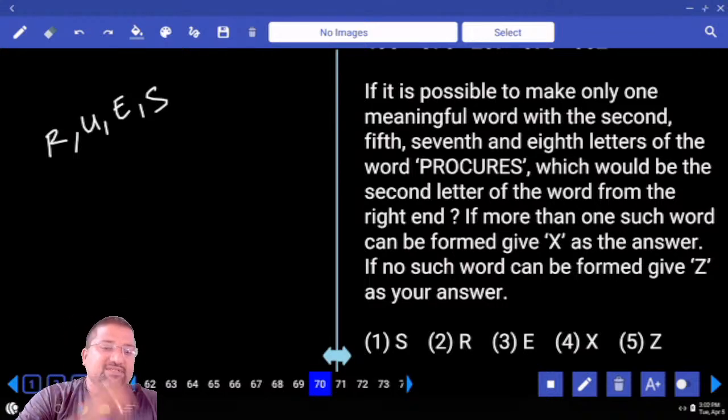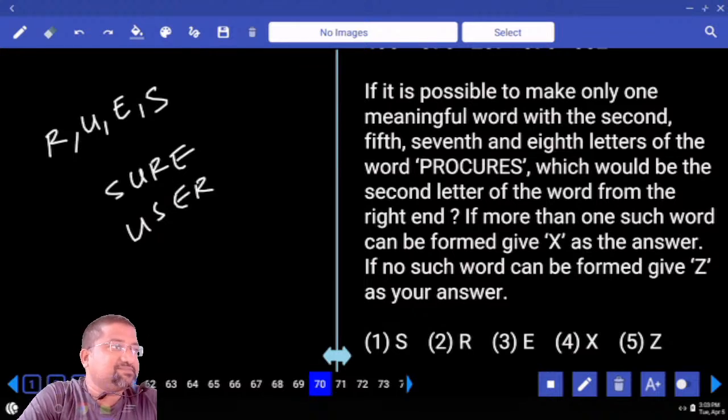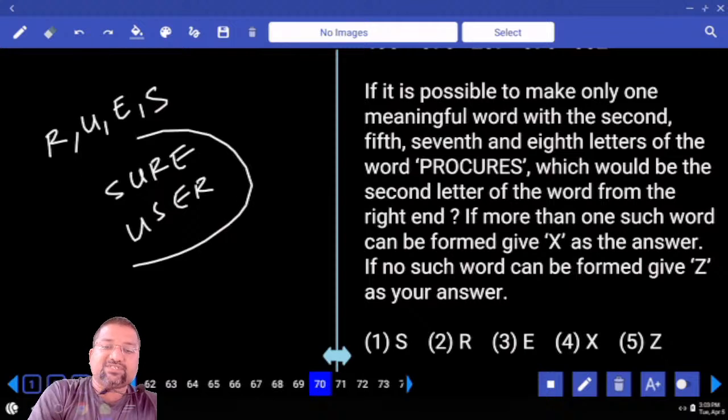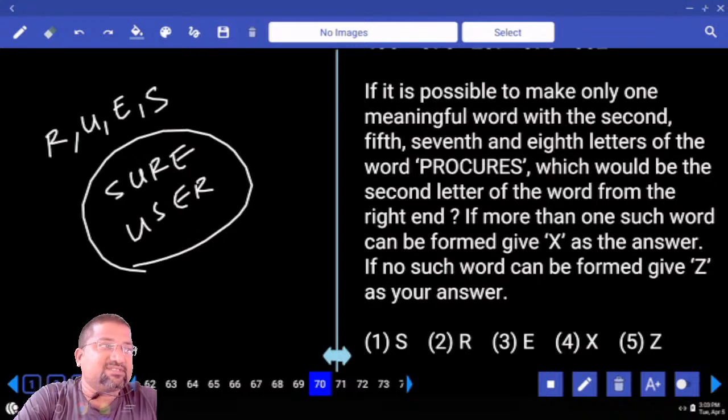How many words can be formed? There is one word, sure. User, USER. Yes or no? So how many words can be formed? 2. More than 1. If more than 1, that's enough for us. So what is the answer? X.